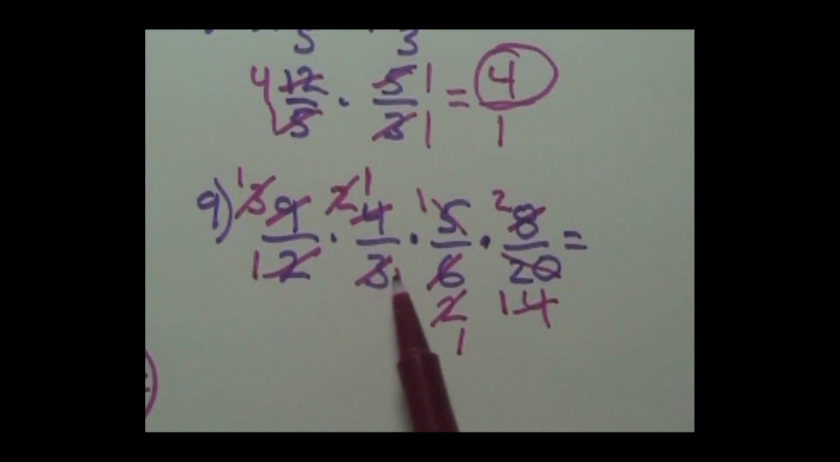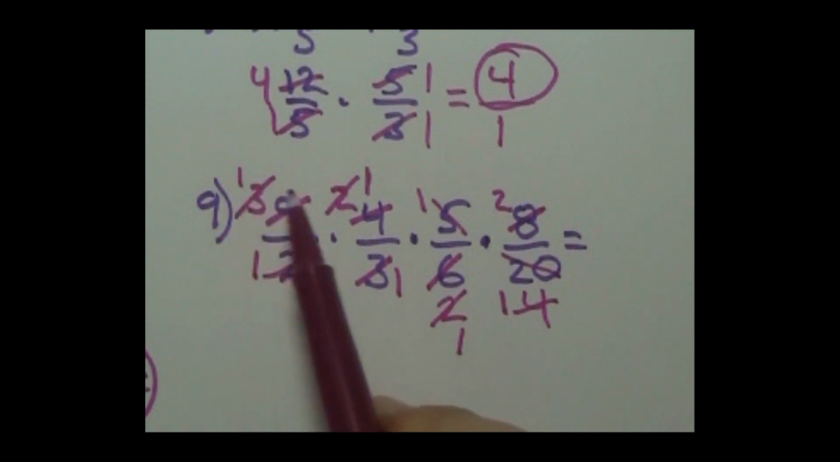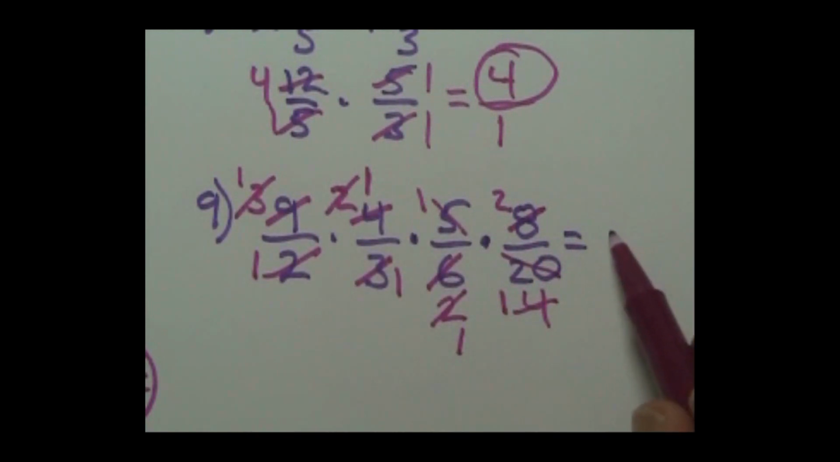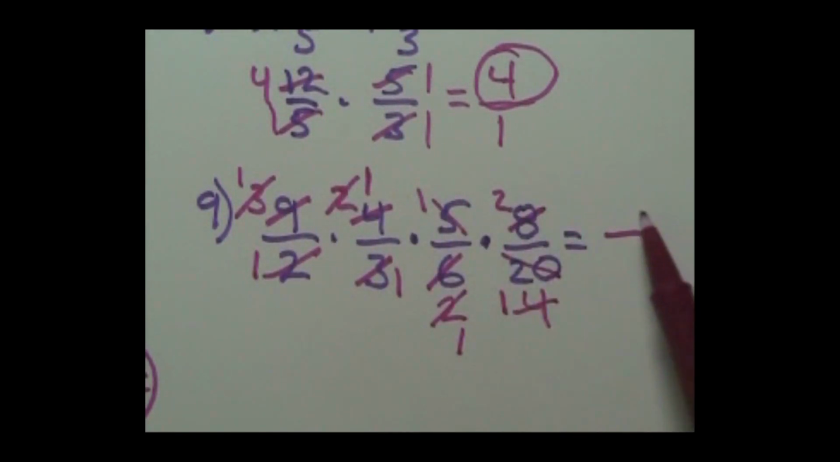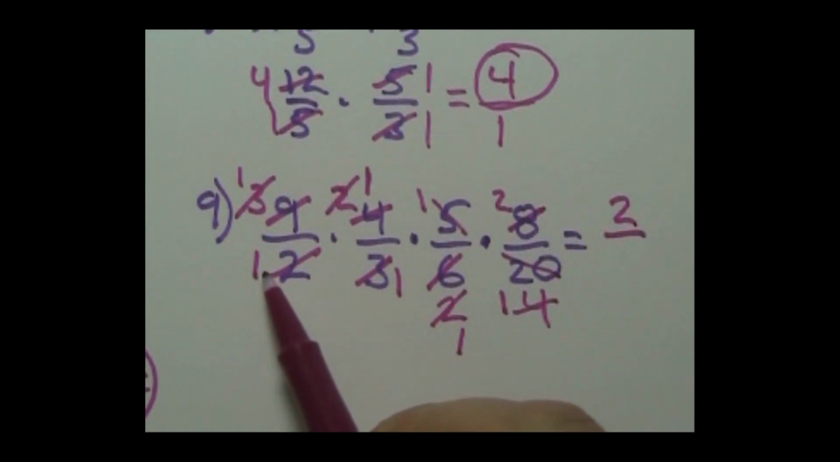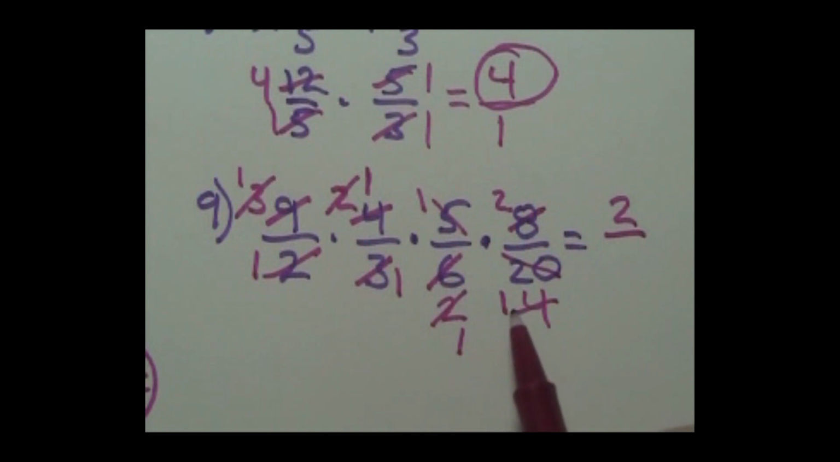So what do I have left? 1, 1, 1, and 1. 1, 1, 1, and 2. Looks like I'm pretty much done. If I multiply the top, 1 times 1 times 1 times 2. 1 on the bottom, 1 times 1 times 1 times 1. So our answer is just 2.